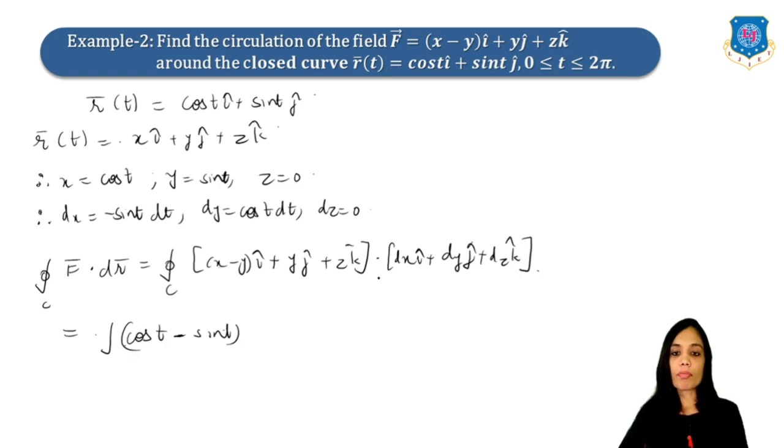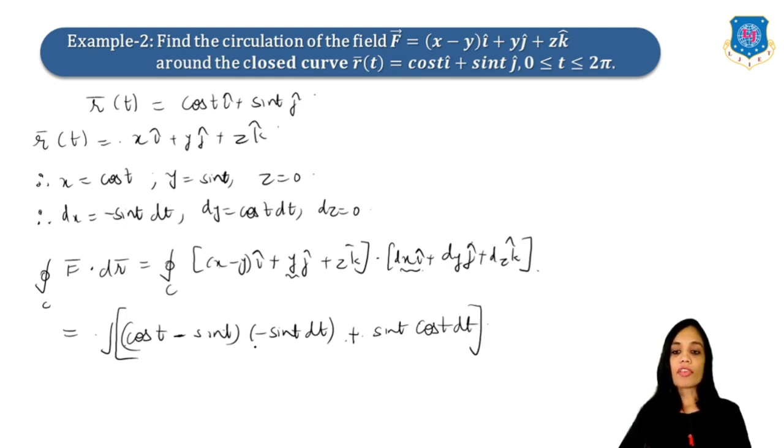Now if you do the dot product, what will come? dx, and dx answer is minus sin t dt. Okay. Now next, put your answer of y. So plus y is what? Sin t. Right? And now dy. dy is cos t dt. z is 0, so no need to write that.